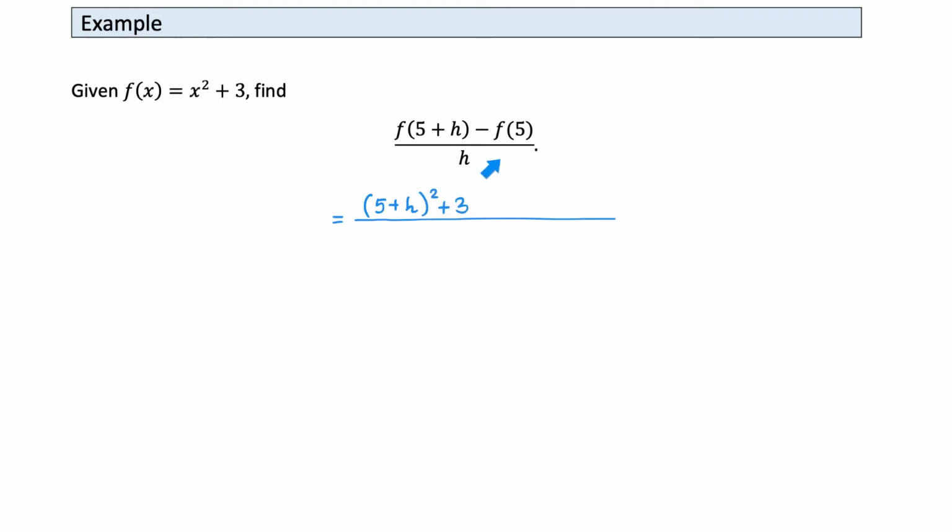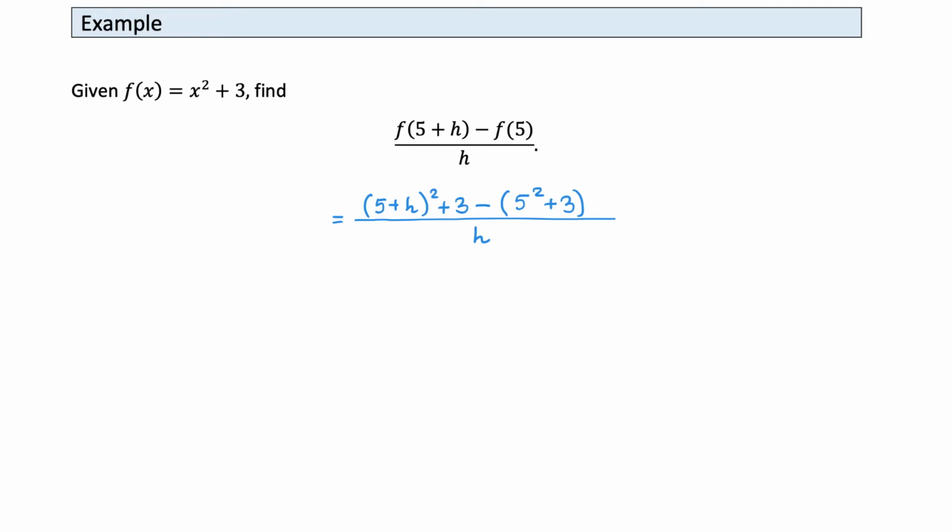Next we will bring down the negative sign. Then we will evaluate f of 5. This means that in this function we will replace x with 5. Let's start a parenthesis because we have a negative in front and write 5 squared plus 3. All this is divided by h. Now we need to simplify this expression.